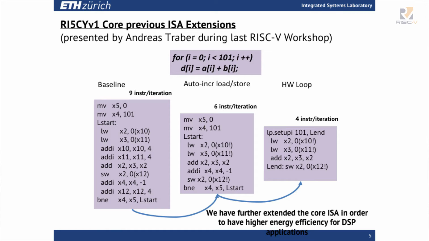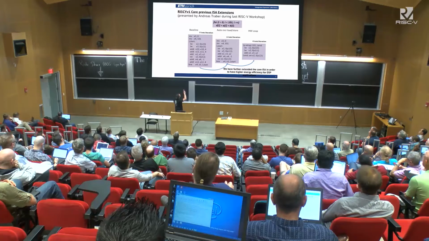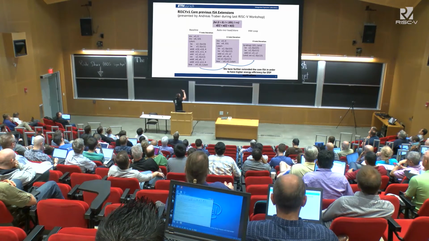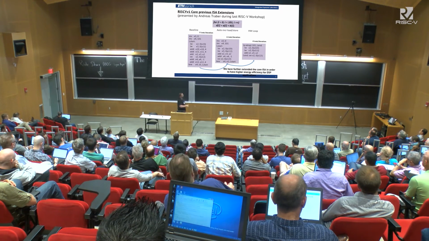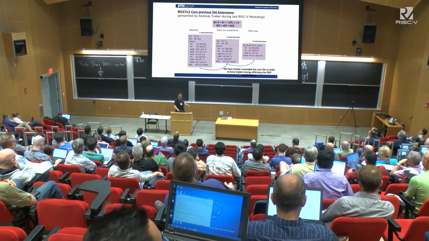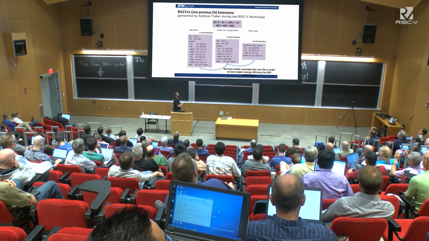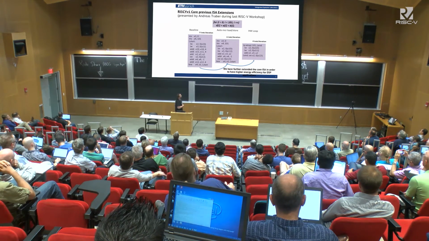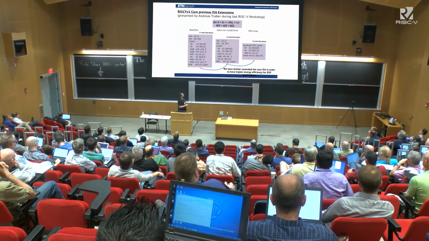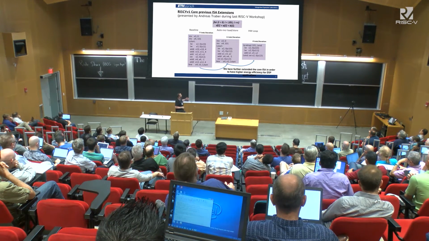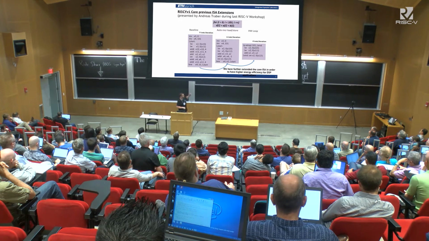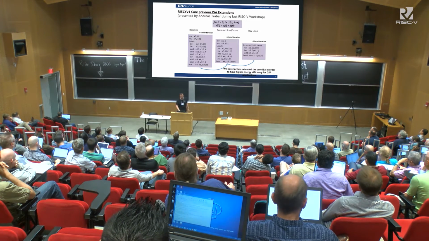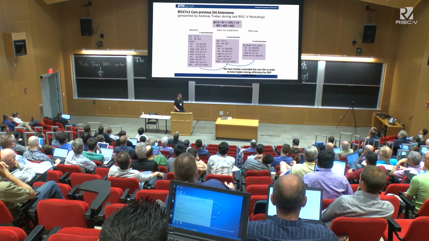With auto-increment load and store, you can get rid of the pointer update because we have it inside the load instruction and the store one. So we go from 9 instructions per iteration to 6 instructions per iteration. So both the code and the performance are better. And then with the hardware loop, you can just set up the controller, and then we can get rid of the counter and the branch instruction and execute the loop in just 4 instructions per iteration.